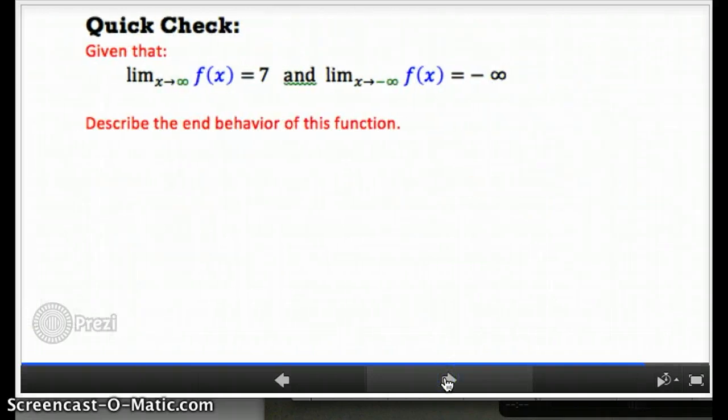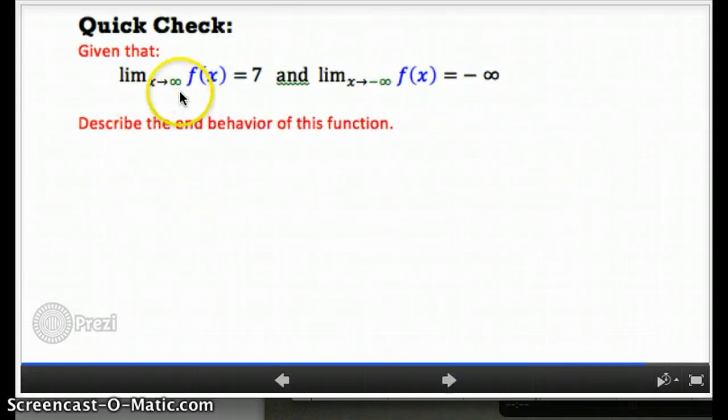Let's try it backwards. If I tell you that the limit as x approaches infinity of f of x equals 7, and the limit as x approaches negative infinity of f of x is negative infinity, what do you expect to see on the graph?